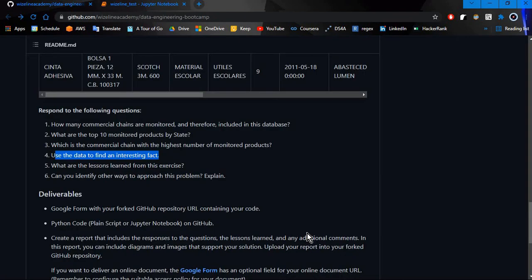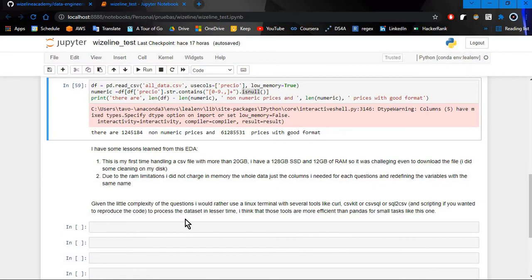And the last question is, can you identify other ways to approach these problems? Yes, I can. Given the little complexity of the questions, I would rather use a Linux terminal with several tools like curl, csvkit, or csvsql, and scripting if you wanted to reproduce the code to process the data set in less time. I think those tools are more efficient than pandas for small tasks like this one.